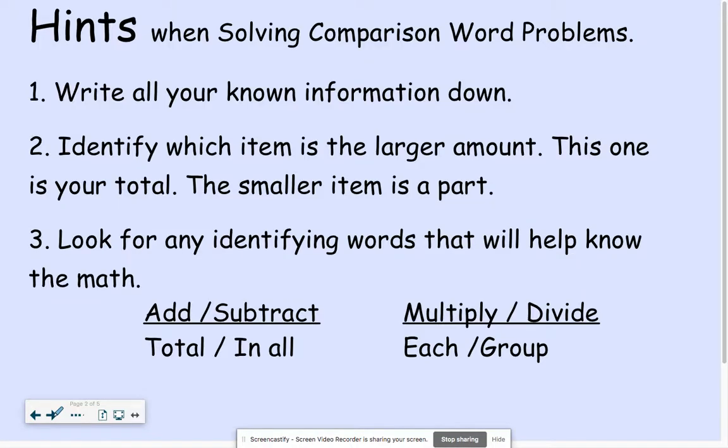So here are some hints to look for when you're doing comparison word problems. First of all, whenever you do word problems, always write all your known information down. This really helps organize the problem. Second, identify which item is the larger amount. Whichever one is your larger amount is going to be your total. The smaller item is going to be a part.